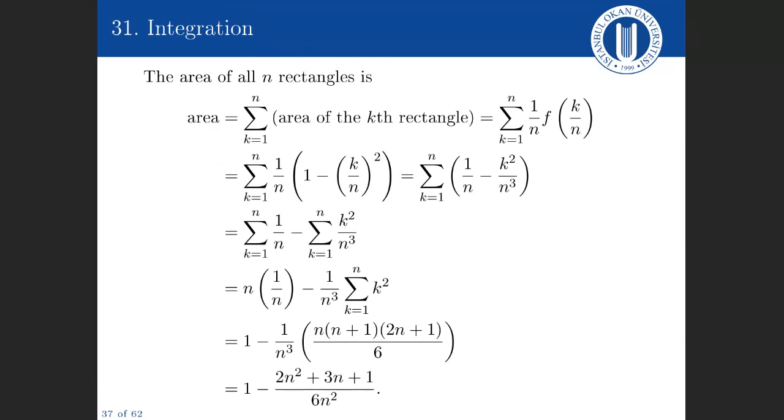Let's add these all together using this sigma notation from the introduction. The area of all n rectangles is the sum of the areas of the rectangles. What is the area of the kth rectangle? The kth rectangle has width 1 over n and height f of k over n. I'm going to add these up.